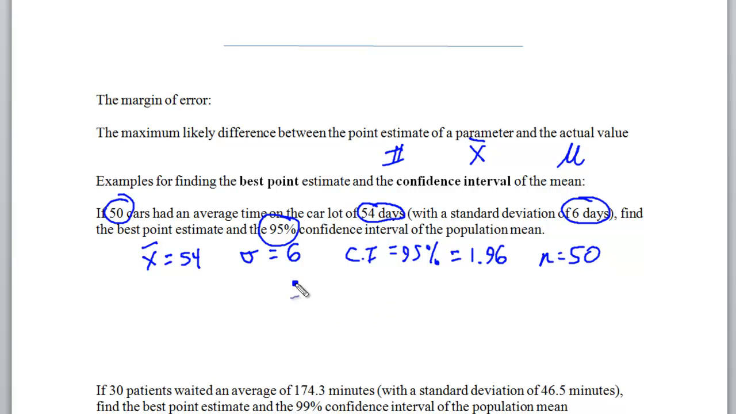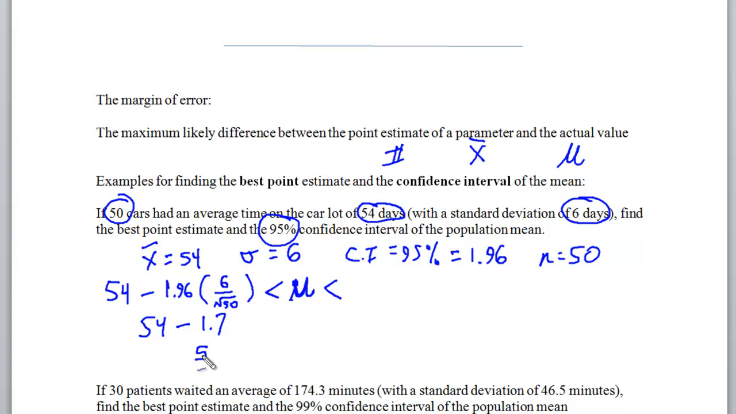So in the center of our data, we're going to have our good old buddy mu. Mu is going to be our answer that we can never obtain exactly, but we're going to at least get pretty close to it on either side. So we're going to take our sample average, subtract our 1.96, our confidence interval z-score, multiplied by our standard deviation divided by the square root of our sample size. This gives us 54 minus 1.7, and doing that gives us an answer of 52.3. So 52.3 is the bottom of the confidence interval.